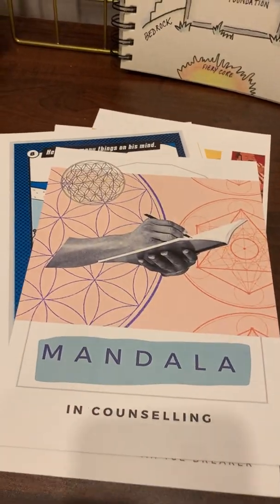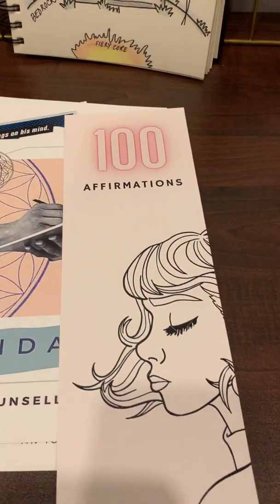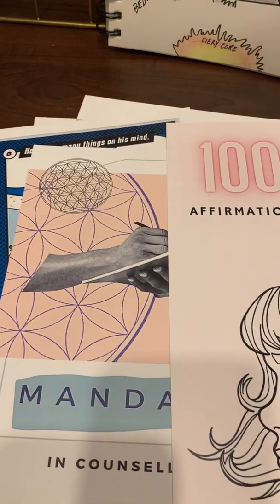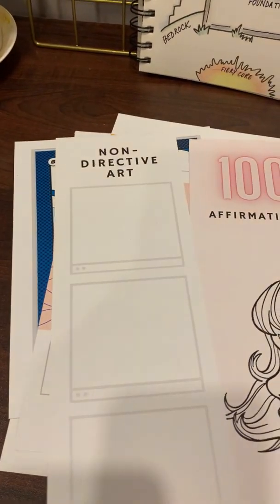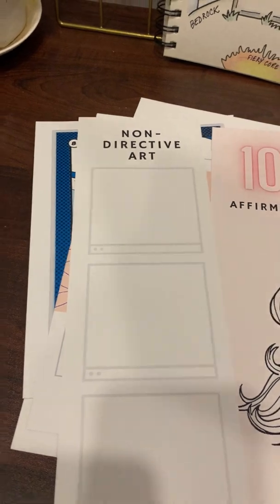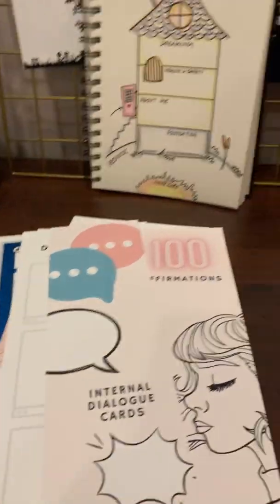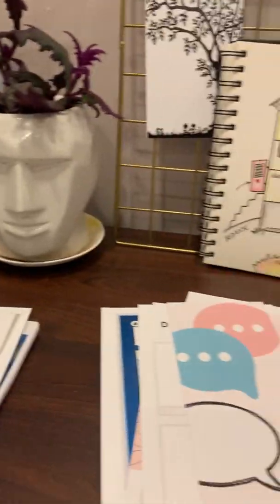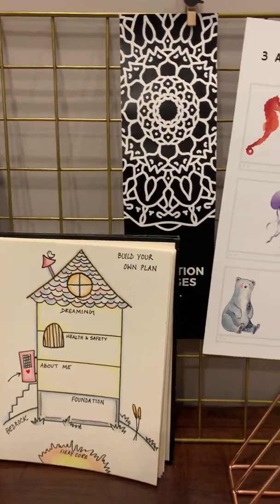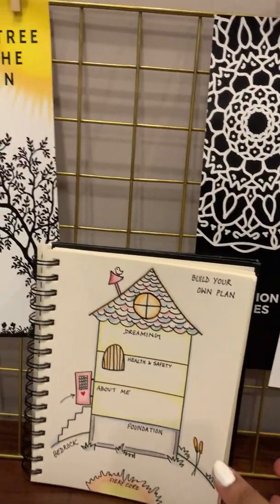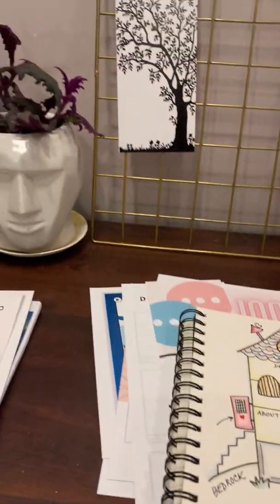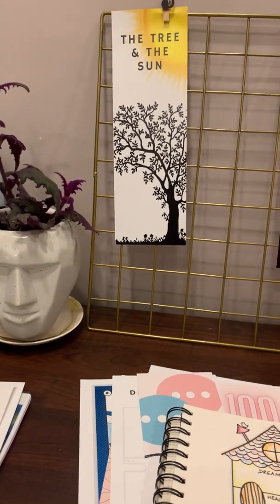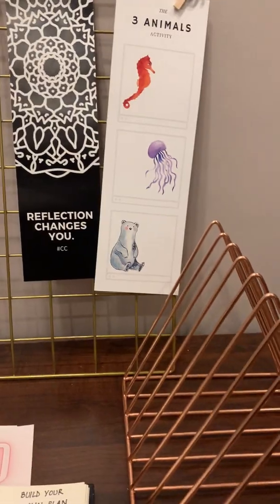Here's the mandala. There will be a whole glossary of 100 affirmations, in fact 100 plus. And then there will be non-directive art and internal dialogue cards. So a whole lot of things will be discussed. Not only this, but these are the core activities which we'll be discussing, along with a lot more. So this is a brief overview of what we'll be doing, along with these skills which are required for your counseling sessions for client-centered therapy, unique to client-centered therapy.